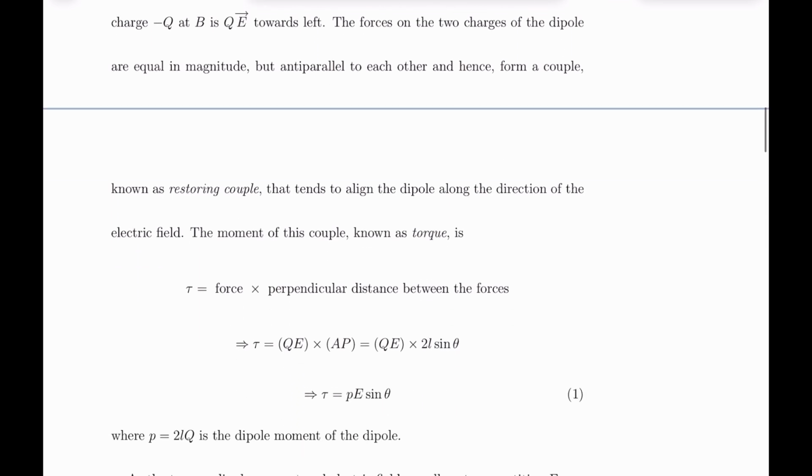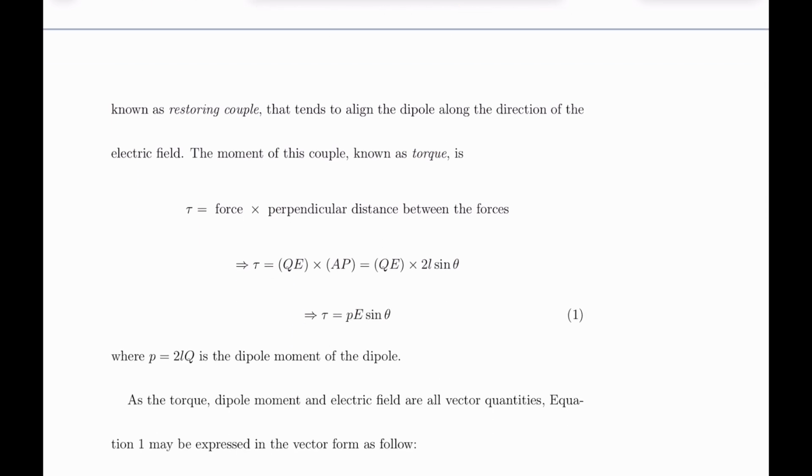So the torque acting on the dipole, tau, is force into perpendicular distance between the forces. Either force is QE and the distance between them is AP, the perpendicular distance. So this is QE into 2L sin theta, which is 2LQ into E sin theta. Now 2LQ is nothing but dipole moment P. So tau is equal to PE sin theta.